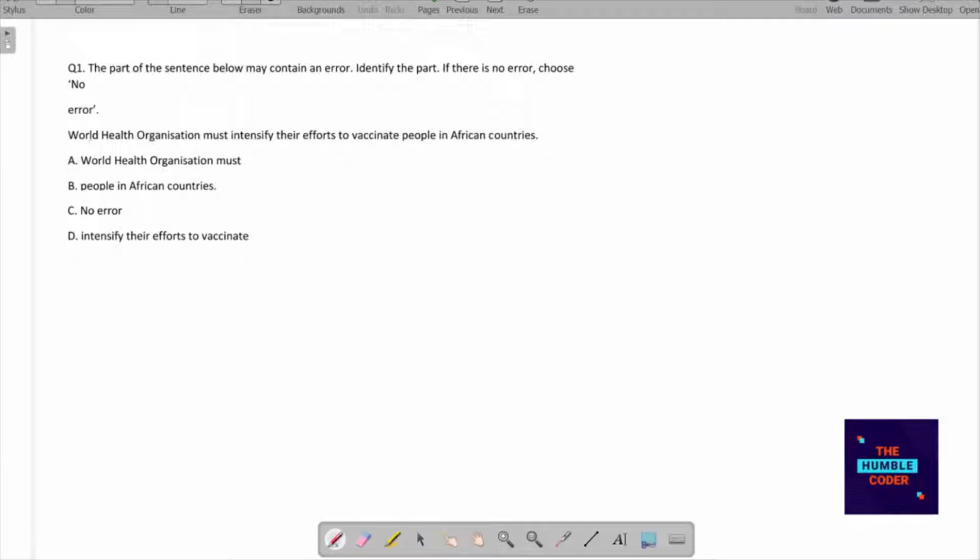World Health Organization must intensify their efforts to vaccinate people in African countries. So the options that we have are World Health Organization must. So this seems absolutely correct. People in African countries, their efforts to vaccinate people in African countries, must intensify their efforts to vaccinate. So the answer for this will be D. So this portion has error in it. So let's move on to the next question now.